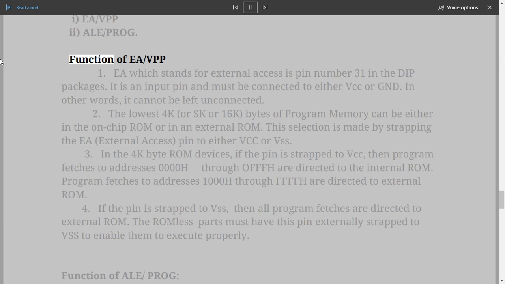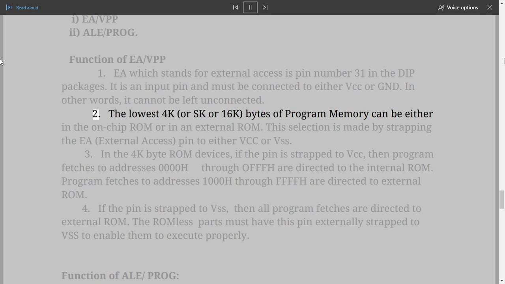Function of EA/VPP. EA, which stands for External Access, is pin number 31 in the DIP packages. It is an input pin and must be connected to either VCC or GND. In other words, it cannot be left unconnected.